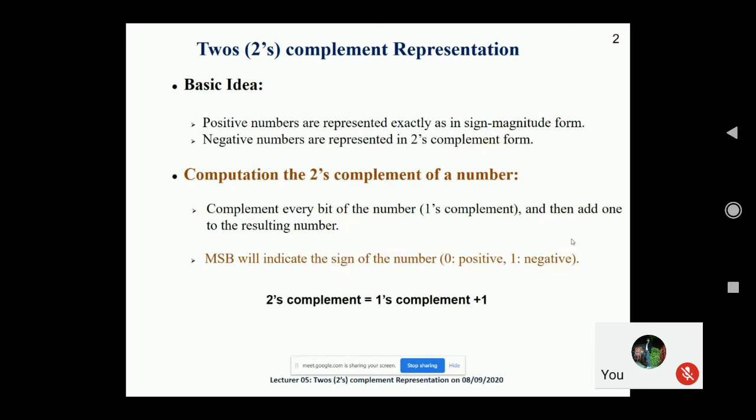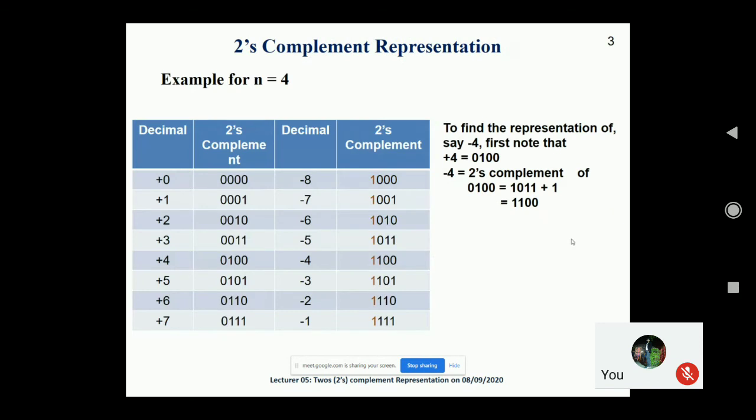Next point: the MSB, the most significant bit, indicates the sign of the number. 0 is positive and 1 is negative. If we write it in expression format, two's complement equals one's complement plus 1. Next, I am giving one particular example. This table is important to clear the concept.